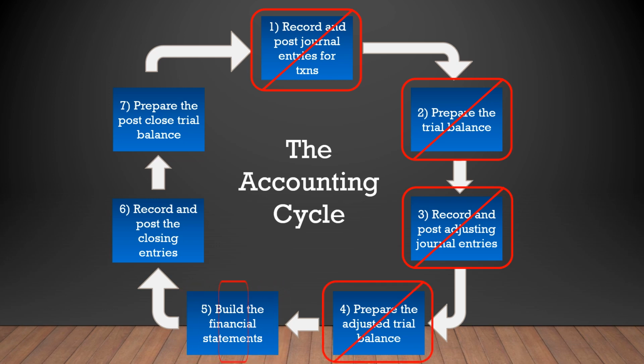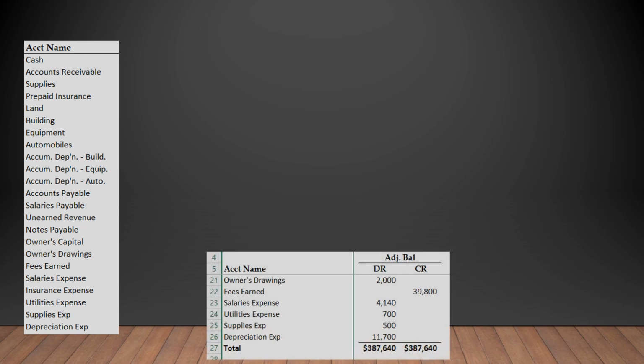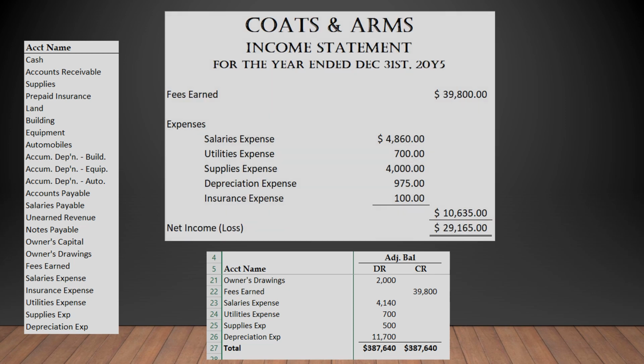Next, we build our financial statements. To review, first we build our income statement. We look at our worksheet or our adjusted trial balance, whichever we're using. Look at the revenues and expenses section, and we can build our income statement.